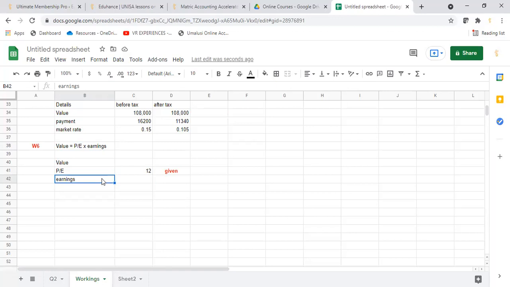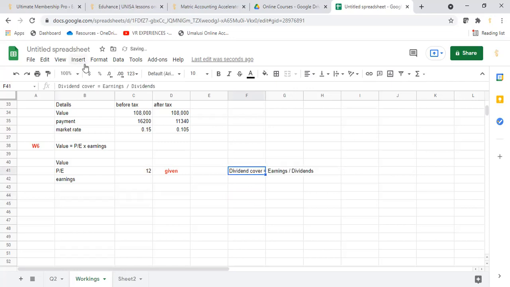So what you must do is run through your mind, just on the side, in your mind. So this is me thinking in my mind. Dividend cover equals earnings divided by dividends. Okay. Earnings divided by dividends.